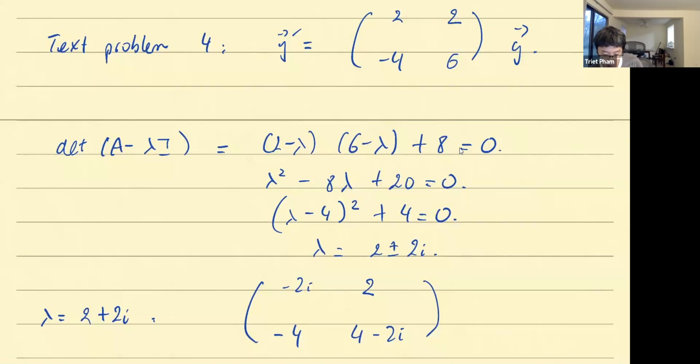Yeah, but wouldn't that be 4 minus 2i? Right, Will? I mean, I don't see why you need to correct me on that.